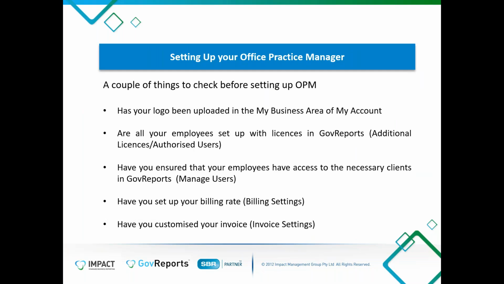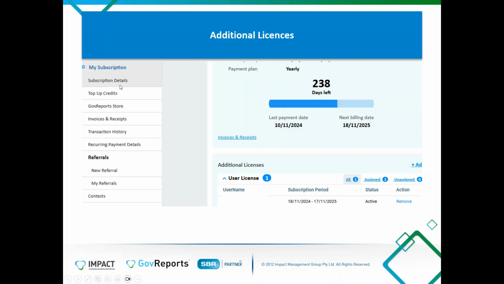Making sure the employees have access to the necessary clients they need to have access to through the managed users area. If you're using it for billing and invoicing, making sure your billing and invoicing settings have been done. So in the My Subscription area is where you would go to actually add any additional licenses.